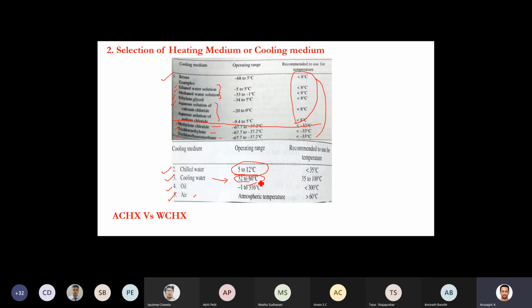Cooling water means you can use cooling towers to cool it to the dew point, or you can say adiabatic saturation temperature. Okay, using cooling towers, you might have studied in equilibrium stage operation or mass transfer 1. Okay, anyway we will see later simultaneous heat and mass transfer operation. Okay, then oil you can use from minus 1 to 316 degree centigrade.